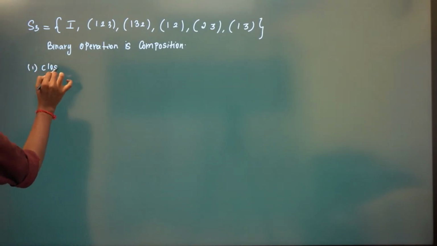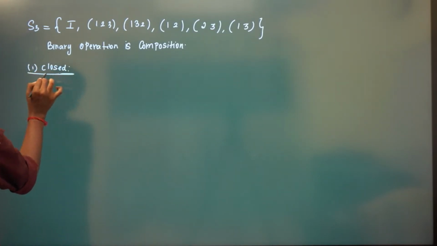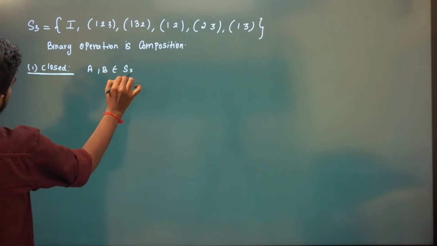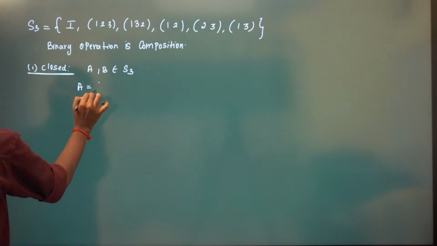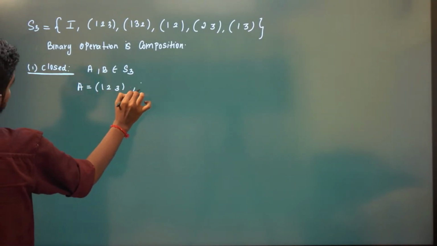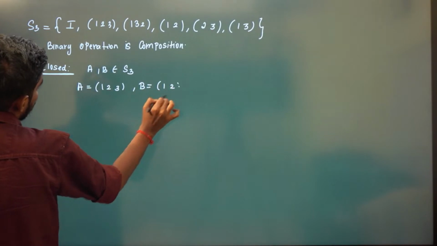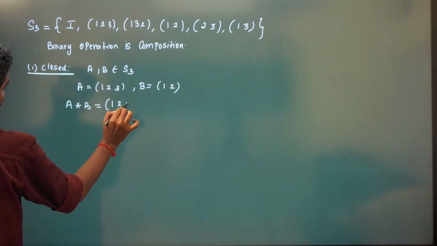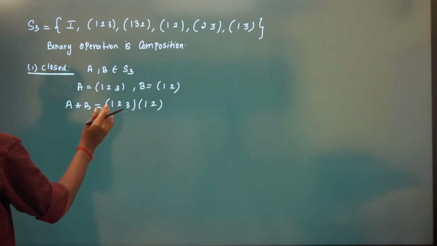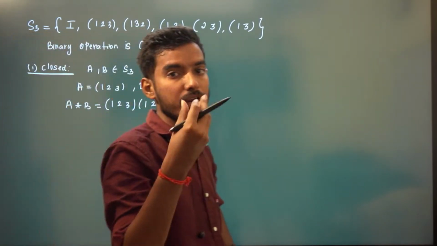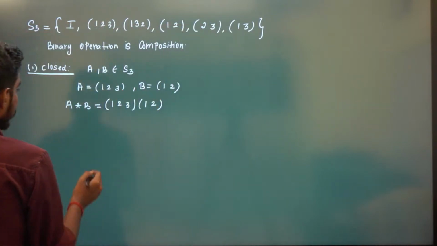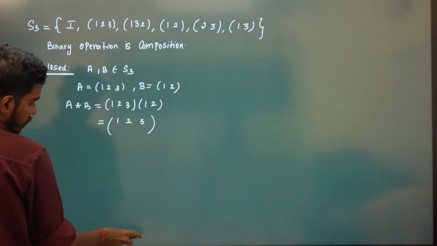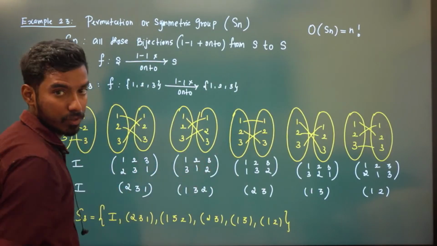First is closed. So you take any two elements in S3, right? Let us take A equal to (1 2 3) and B equal to (1 2). Now what is A star B? A star B is the composition (1 2 3)(1 2). So how do you find the product of two permutations? I'll tell you. You just write this in this form, and it will be easy for you to calculate.